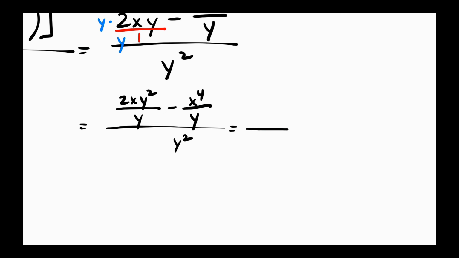So now I got a common denominator. Now I can combine the top, minus x to the fourth over y, and then on the bottom I have y squared.